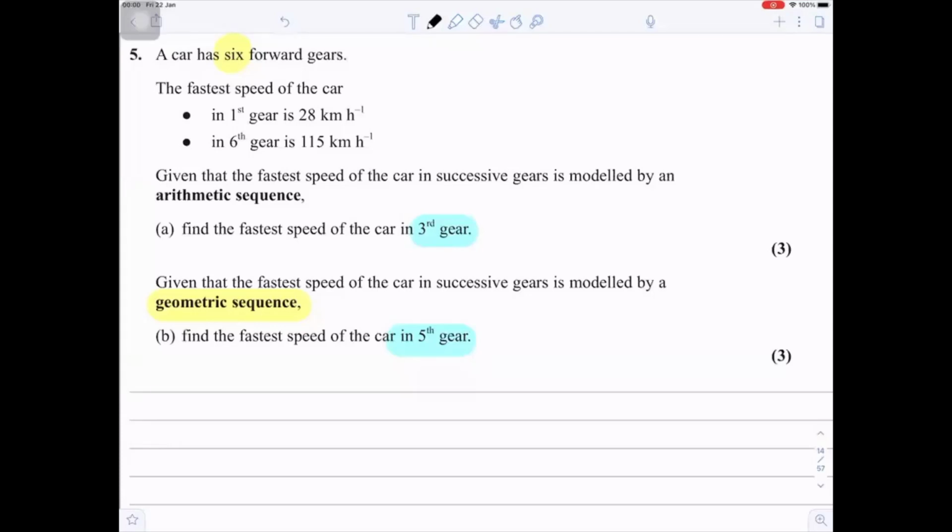Question number 5. A car has 6 forward gears. The fastest speed of the car in first gear is 28 kilometers per hour. In sixth gear it is 115 kilometers per hour. Given that the fastest speed of the car in successive gears is modeled by an arithmetic sequence, find the fastest speed of the car in third gear. Given that the fastest speed of the car in successive gears is modeled by a geometric sequence, find the fastest speed of the car in fifth gear.